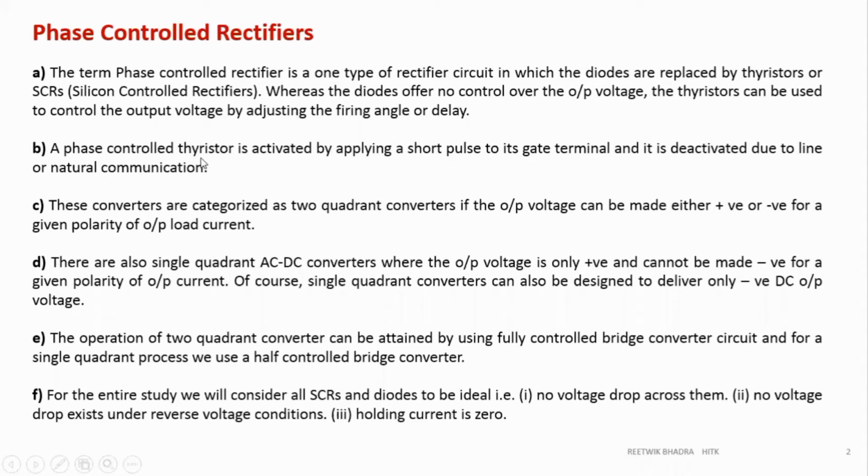So a phase control rectifier is activated by applying a short pulse at its gate terminal and deactivated due to line commutation. This I told you, you have to give a gate pulse in order to turn it on, and to turn it off, in the second half cycle of the AC voltage you have a negative voltage, and negative voltage obviously reverse biases a PN junction device, so it will automatically be turned off, so there is no problem.